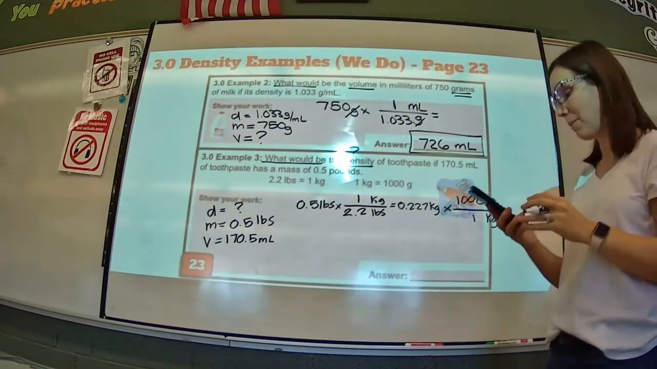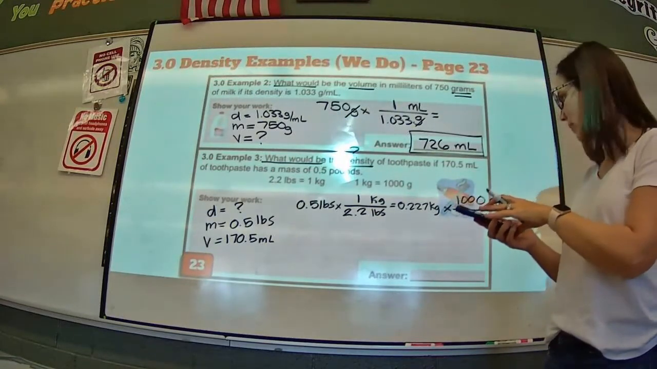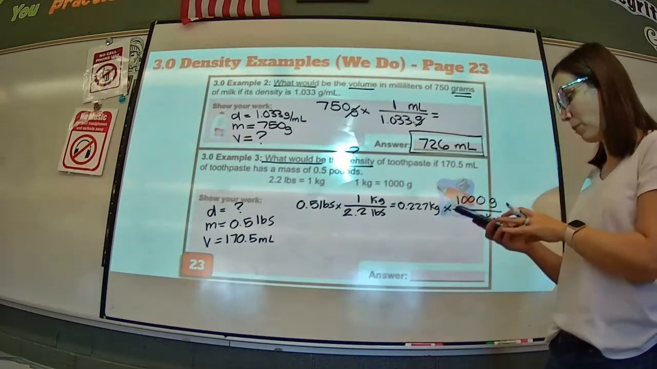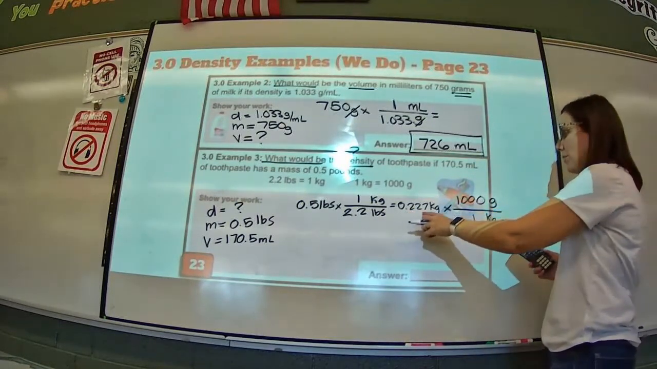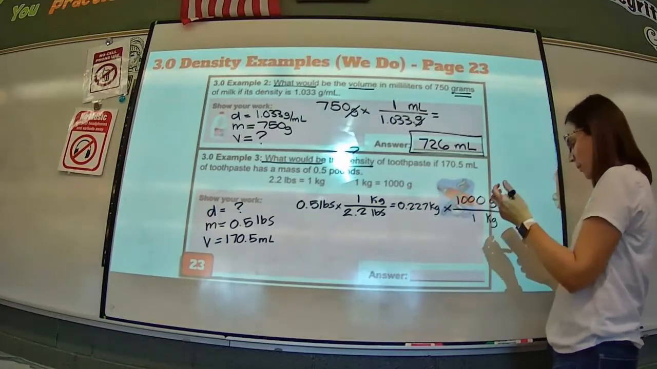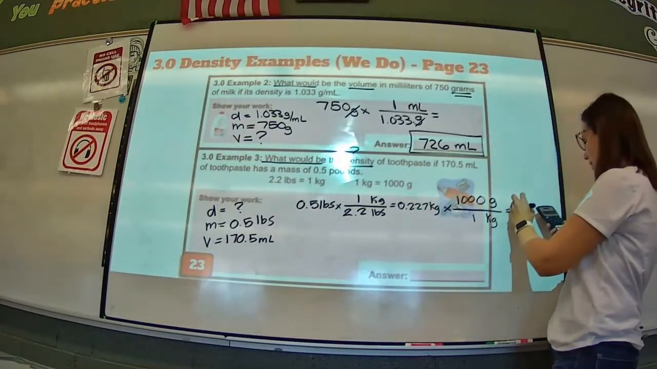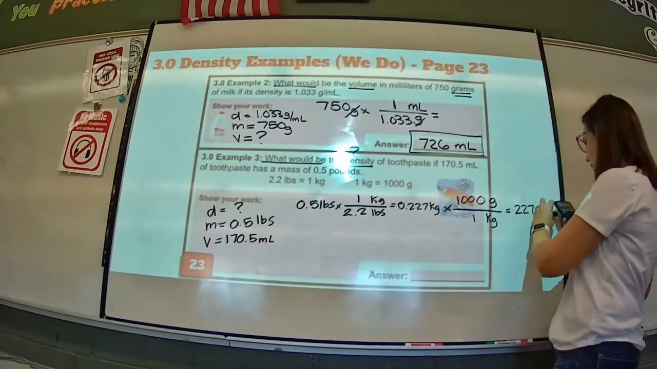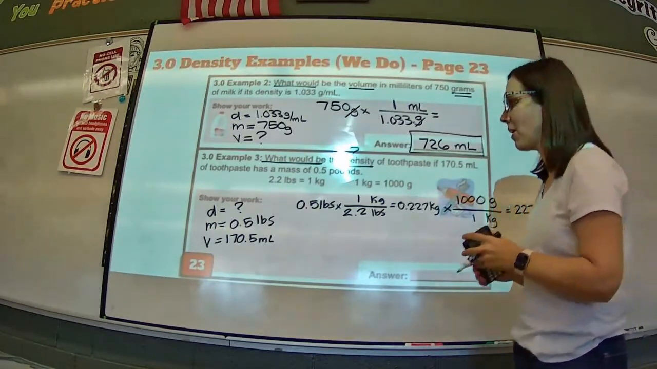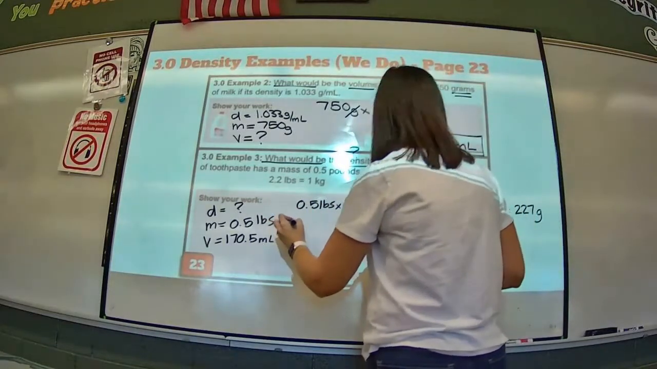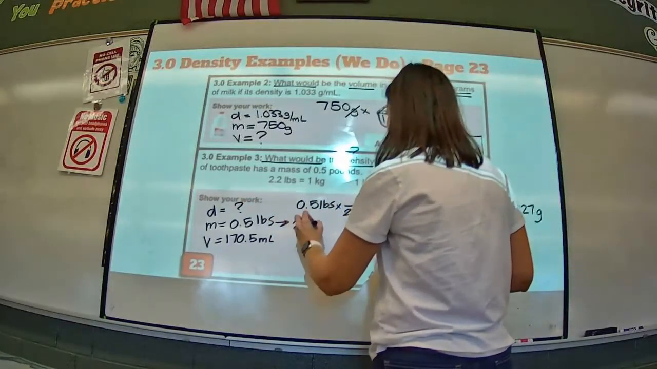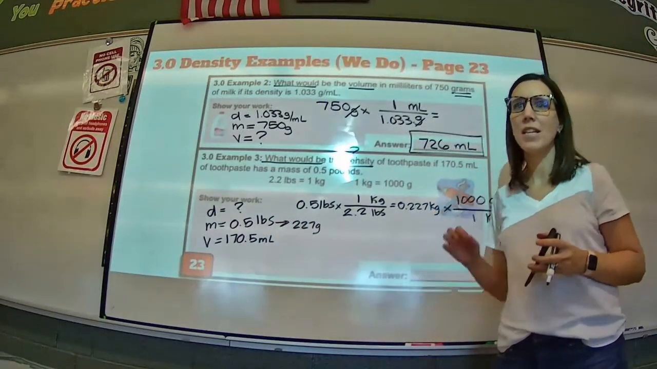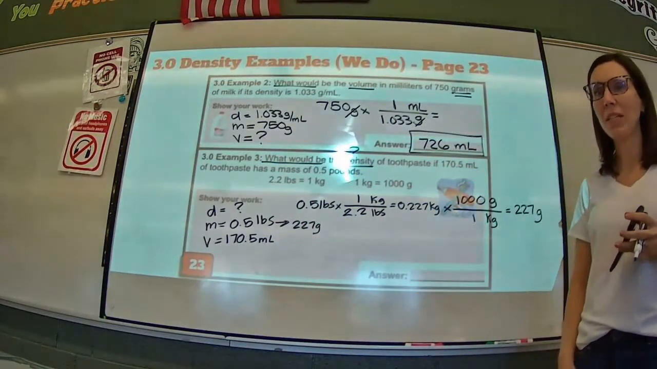So I'm going to take my answer, and then I'm going to do times 1,000 divided by 1. So I'm going to take this 0.227 times 1,000 divided by 1, and what I get from that is 227 grams. So now I've got my mass is equal to 227 grams. So I have my grams, I have my milliliters. Now I'm set up and ready to do my density calculation.